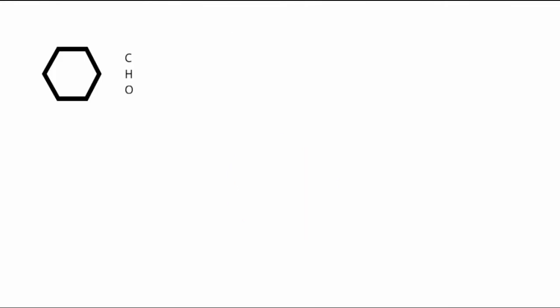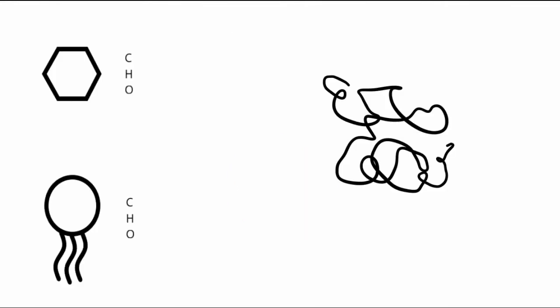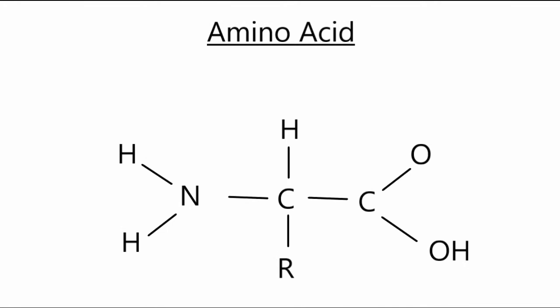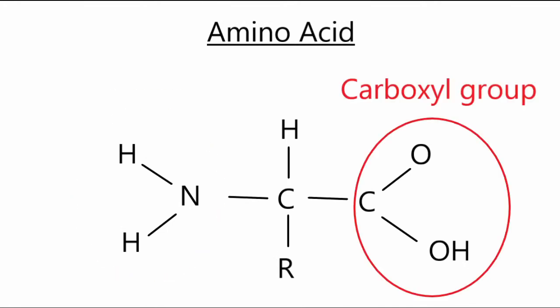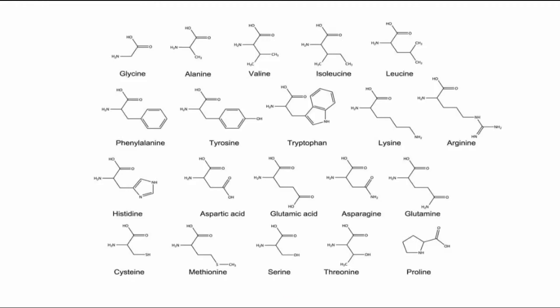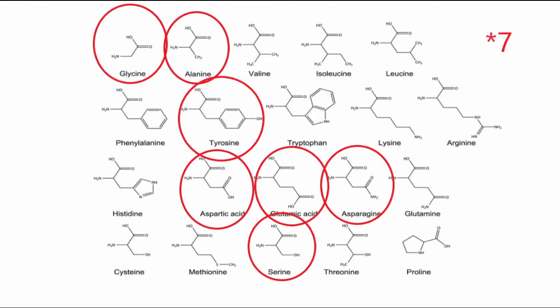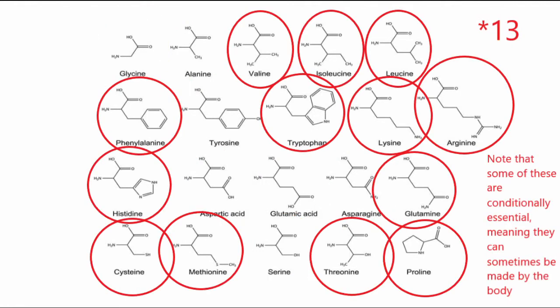Proteins are next, and unlike carbs and lipids, they always have nitrogen in their structure. The monomers are known as amino acids, which consist of an amine group, a carboxyl group, and a side chain. There are 20 amino acids in the body, 11 of which are non-essential, meaning the body can make them itself, and 9 of which are essential, meaning the body cannot produce them, and thus they must be obtained through diet.